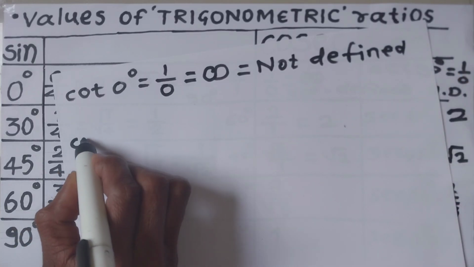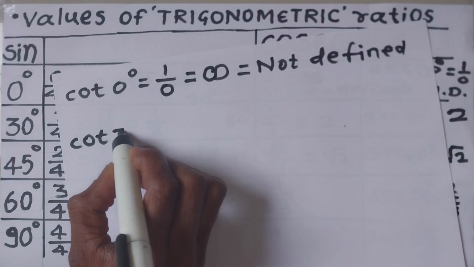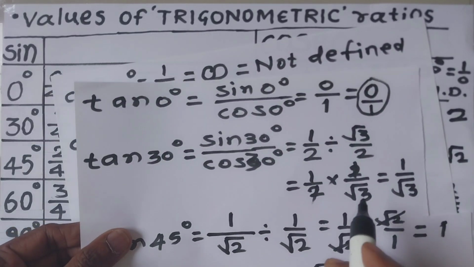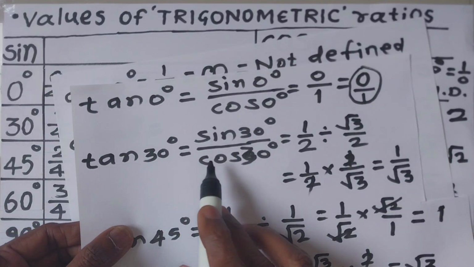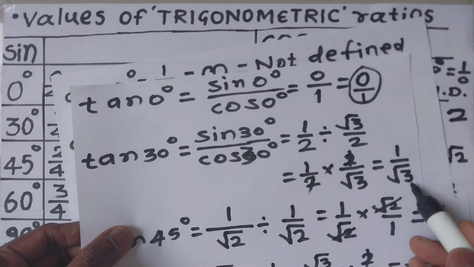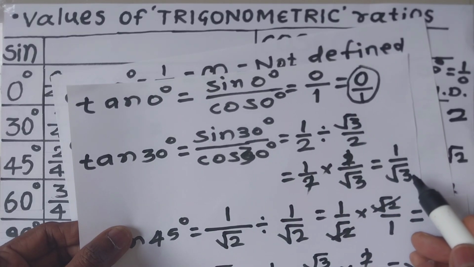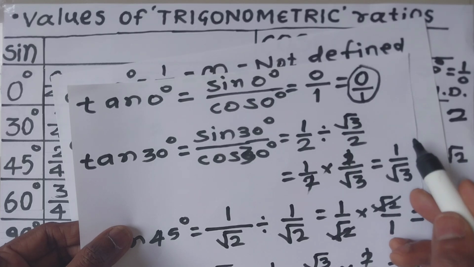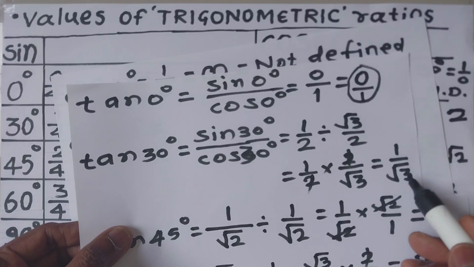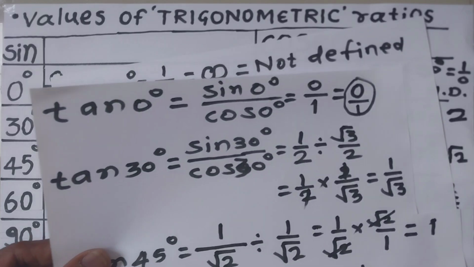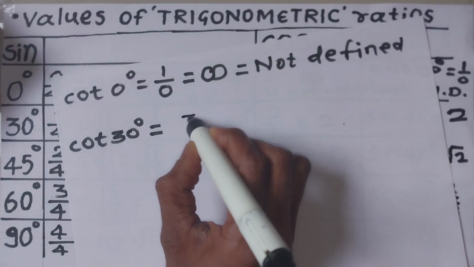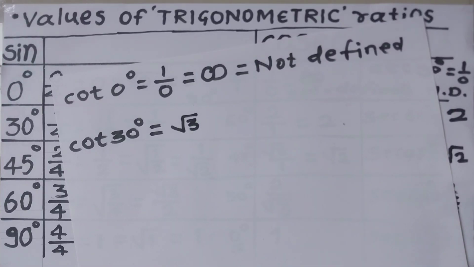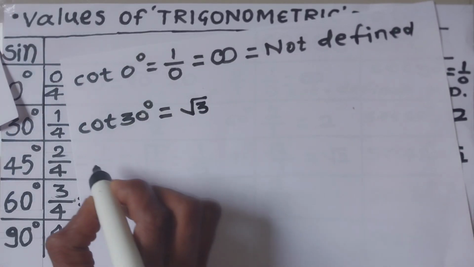Then we find out cot 30 degree. Cot 30 degree is the multiplicative inverse of tan 30 degree. Tan 30 degree is 1 upon root 3. Multiplicative inverse means the denominator becomes the numerator and the numerator becomes the denominator. So 1 upon root 3 becomes root 3 upon 1. So the value of cot 30 is root 3. Don't write upon 1.